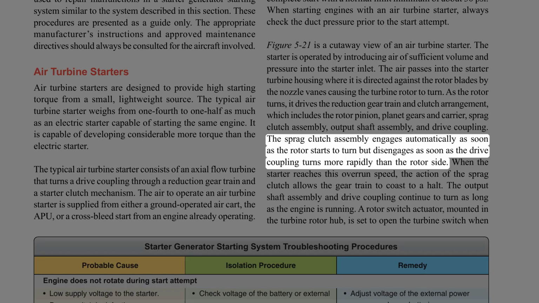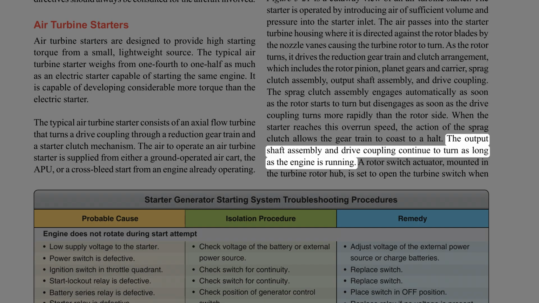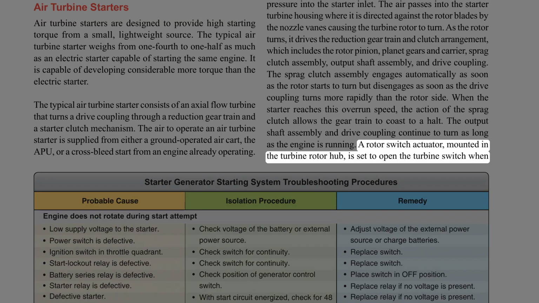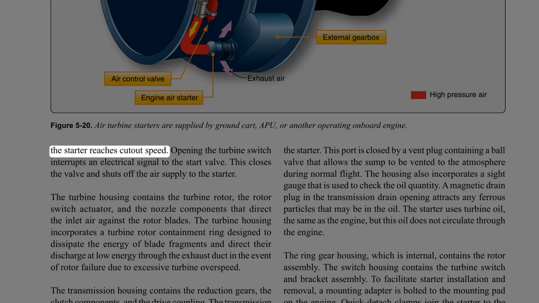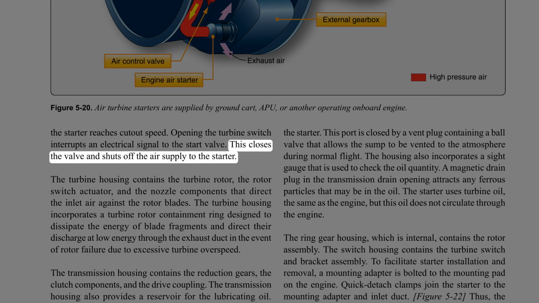The sprag clutch assembly engages automatically as soon as the rotor starts to turn but disengages as soon as the drive coupling turns more rapidly than the rotor side. When the starter reaches this overrun speed, the action of the sprag clutch allows the gear train to coast to a halt. The output shaft assembly and drive coupling continue to turn as long as the engine is running. A rotor switch actuator, mounted in the turbine rotor hub, is set to open the turbine switch when the starter reaches cutout speed. Opening the turbine switch interrupts an electrical signal to the start valve. This closes the valve and shuts off the air supply to the starter.